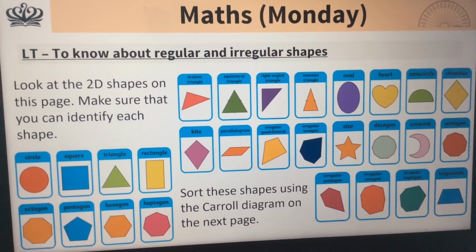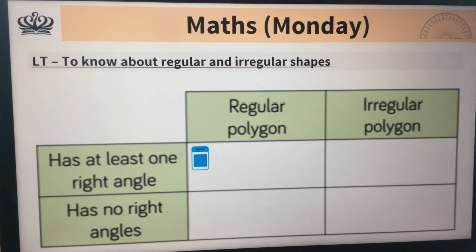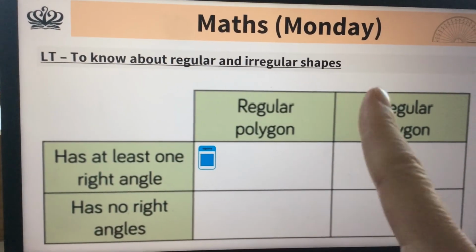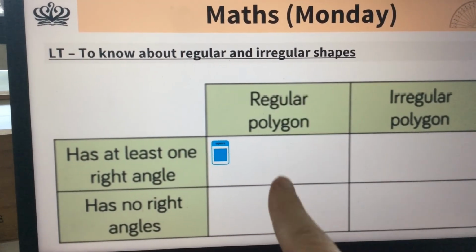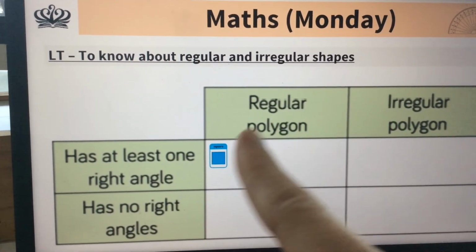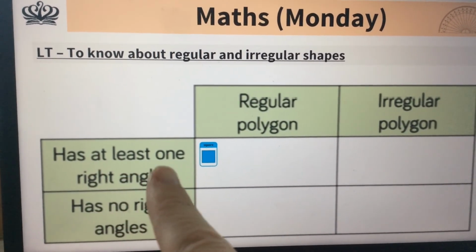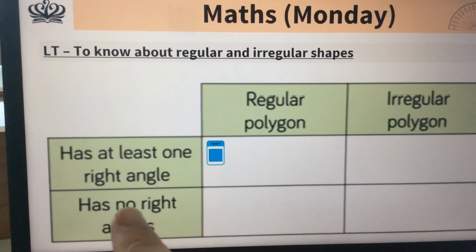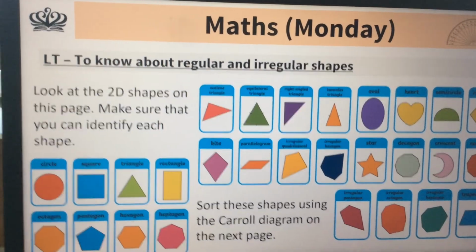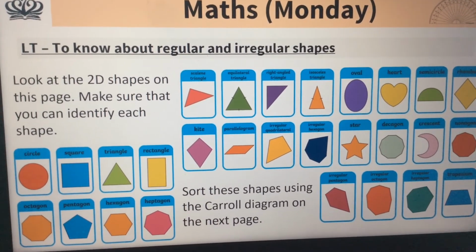What you need to do is have a go at sorting all of these shapes into the Carroll diagram. So for each shape, ask yourself these questions. Is it a regular polygon? So don't forget that's just like a regular shape or an irregular shape. Then has it got at least one right angle? So it's got one or more right angles. And this is no right angles in there. Okay, so those are the 2 questions that you're asking. See if you can sort all of these shapes into the Carroll diagram.